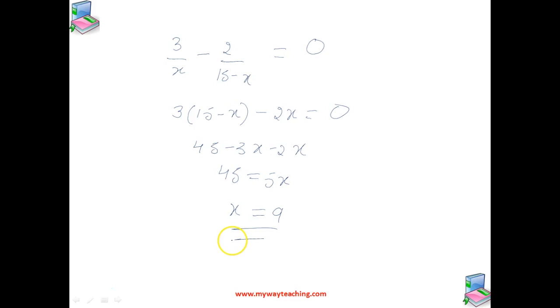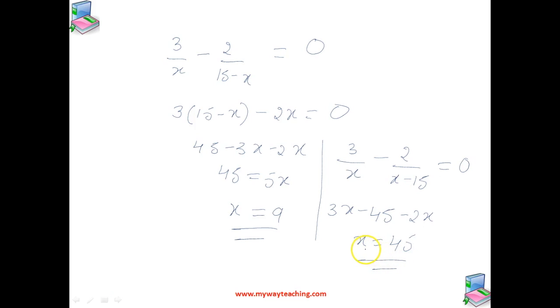If x lies on the extended line OA, then the required condition would be 3 by x minus 2 by x minus 15 is equal to 0. Here the value of x will be 45. Thus, electric potential is 0 at 9 centimeter and 45 centimeter away from the positive charge on the side of the negative charge.